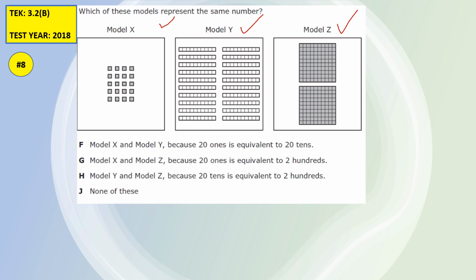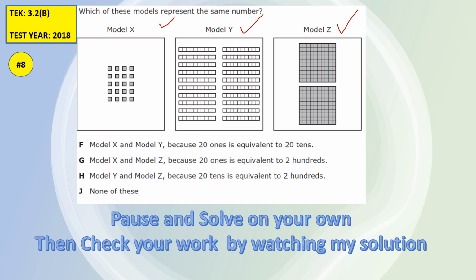Answer choice F says Model X and Model Y because 20 ones is equivalent or equal to 20 tens. Answer choice G says Model X and Model Z because 20 ones is equivalent to 200s. Answer choice H says Model Y and Model Z because 20 tens is equivalent to 200s. J says none of these. Pause and solve on your own, then check your work by watching my solution.